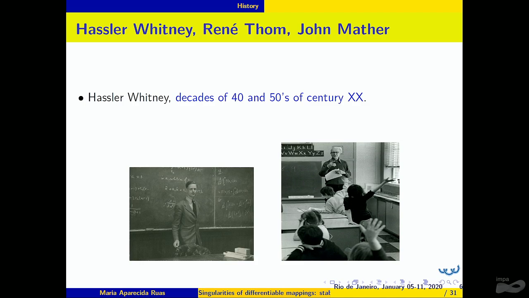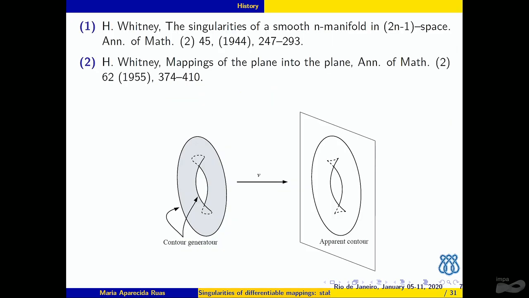So Whitney defined stable mappings, and he was able to prove that the stable maps form a dense set in at least two special cases, which is the case in which P is 2n minus 1, and he characterized the stable singularities. And in this famous 1955 paper of mappings of the plane into the plane, he characterized the stable singularities in this case that we all know are folds, more isolated, more degenerate singularities, cusps, and transverse double folds.